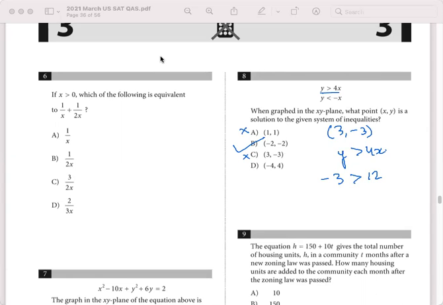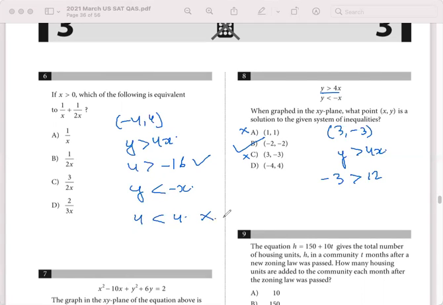And let's look at the last one. Minus 4 comma 4. So y greater than 4x. 4 greater than minus 16, which is true. And y less than minus x. So 4 less than 4, which is not true, right? So this is also not the answer. The answer is B.